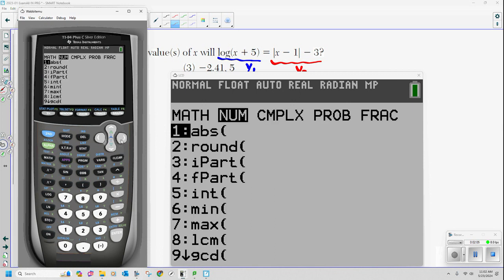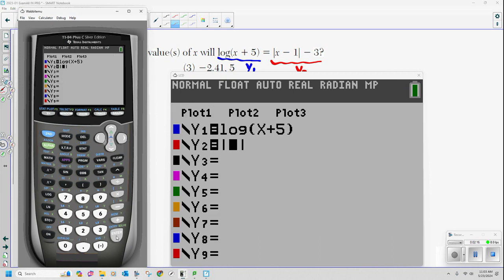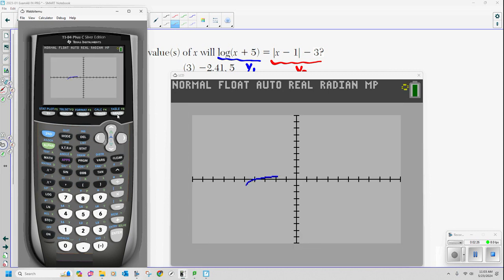If I move over to num, it's the first one. ABS is not anti-lock brake system. You'll learn that when you get cars, kids. It is absolute value. And in the absolute value bars is x minus 1. Make sure you pop out of the bars to do the minus 3. I'm going to graph these and see where they intersect.